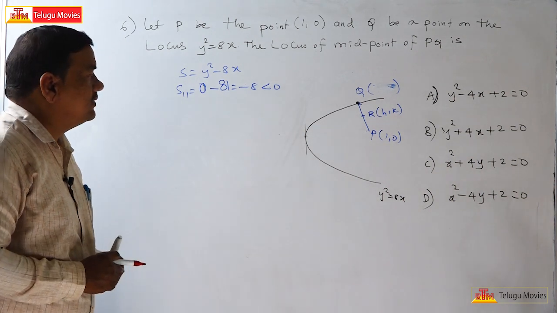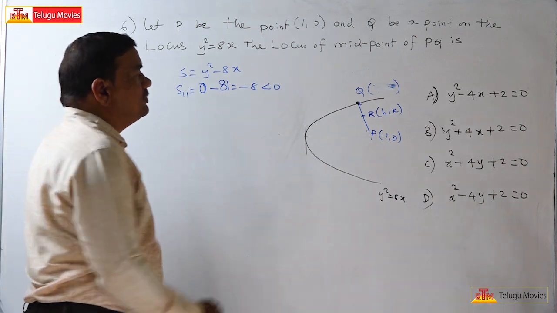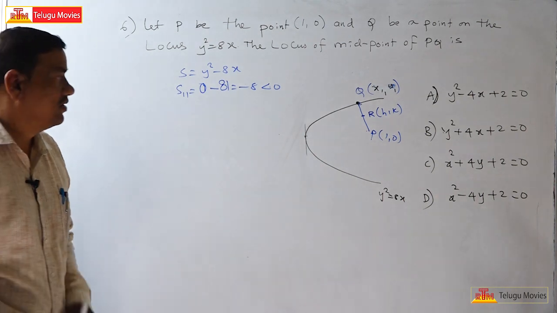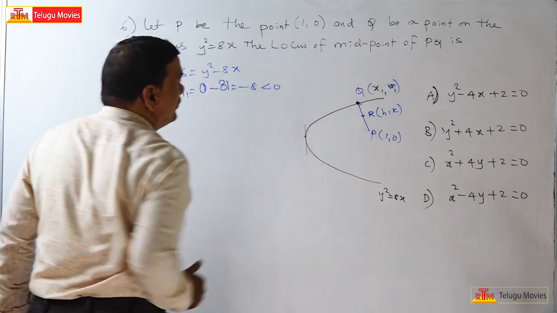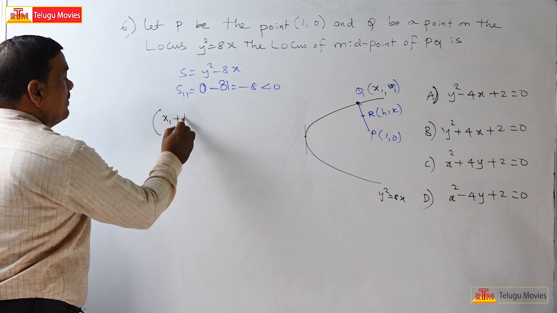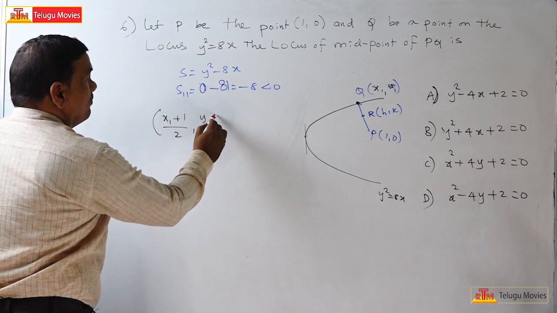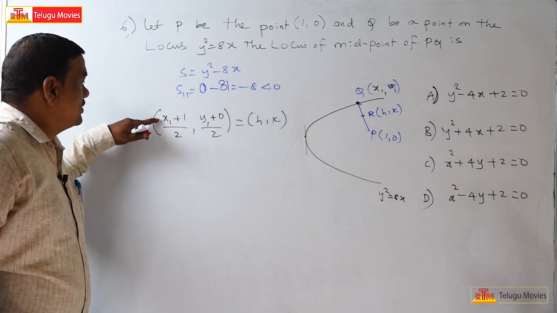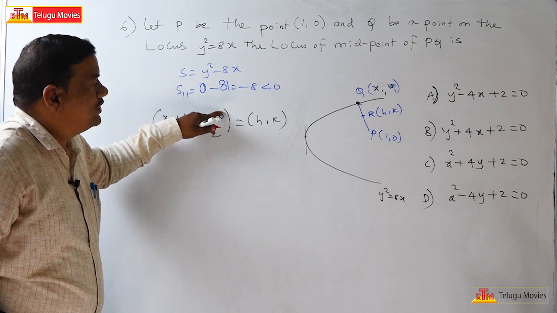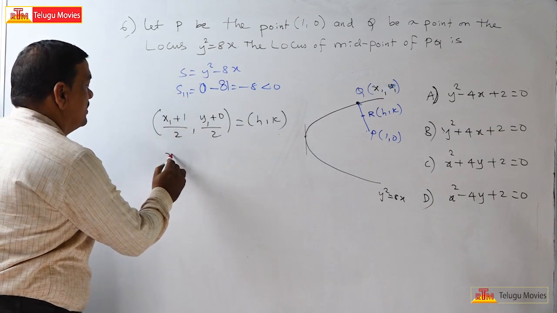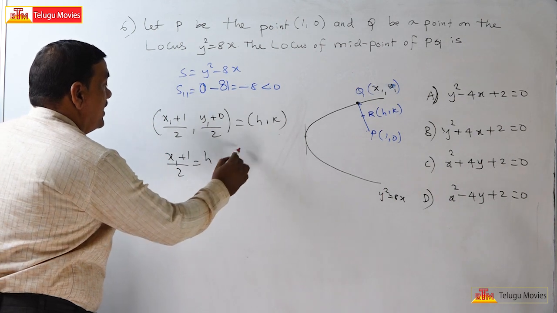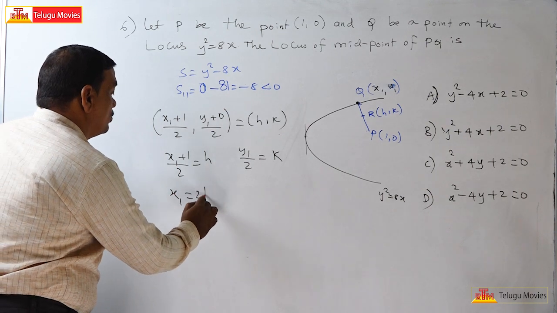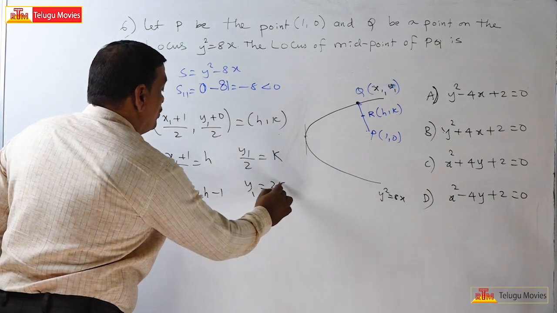Let us calculate like this. This point we don't know, so let us call it x1 and y1. Let this point be x1 comma y1. Now what is the midpoint of PQ? The midpoint is x1 plus 1 by 2 comma y1 plus 0 by 2, which is equal to h comma k. So x1 plus 1 by 2 is equal to h, y1 by 2 is equal to k. So x1 is equal to 2h minus 1, y1 is equal to 2k.